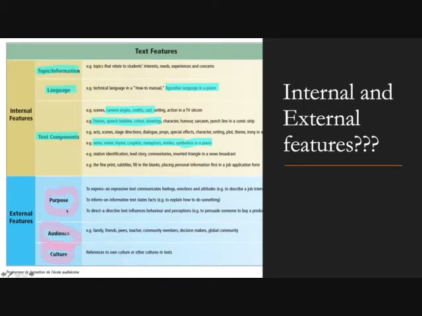The external features, again, what is its purpose? Is it to inform? Is it to entertain? Is it to express an opinion? Is it to convince you of something? Who's reading it? Teachers, parents, kids, peers, little kids? What culture is it coming from? Is it coming from one that's familiar to you? Is it a youth culture? Is it a subculture? Is it a culture from another country?